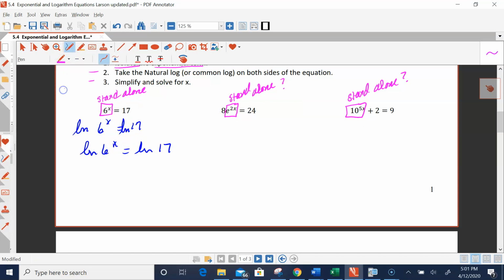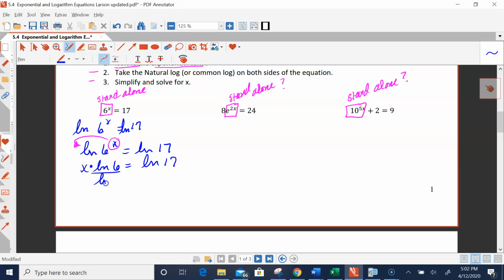Well, remember that property in section 5.3. If you have an exponent inside your logarithm, you can drop it in front of the log. And since the exponent is the part that has the x, that's going to be very helpful. So if I drop that x in front of that logarithm, I'm left with x times ln 6 equal ln 17.